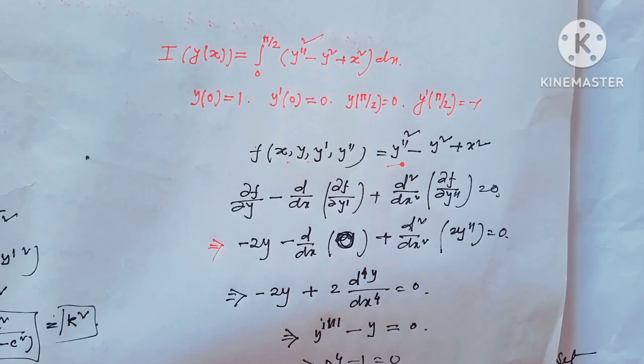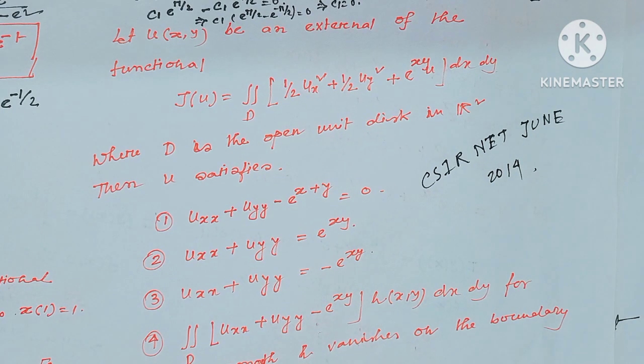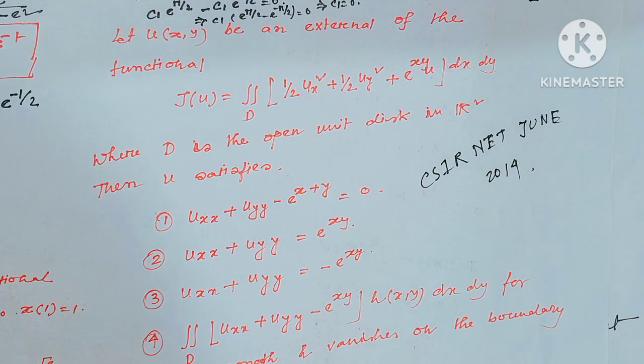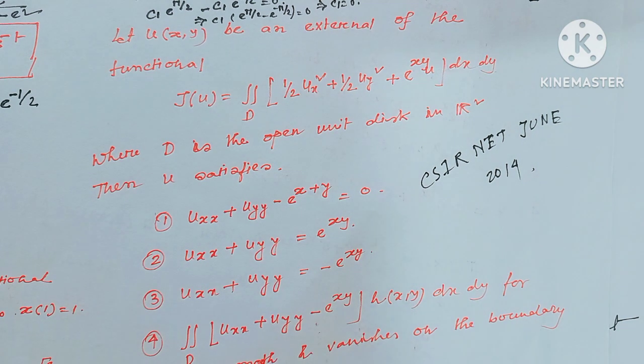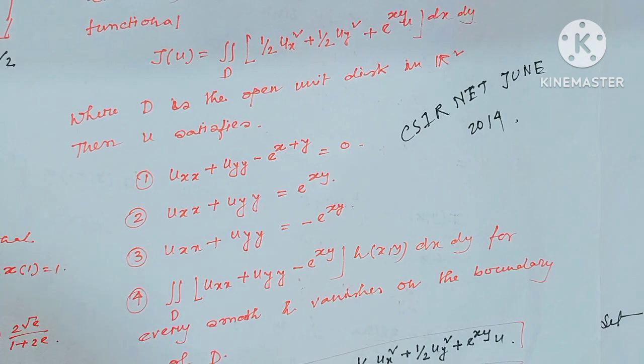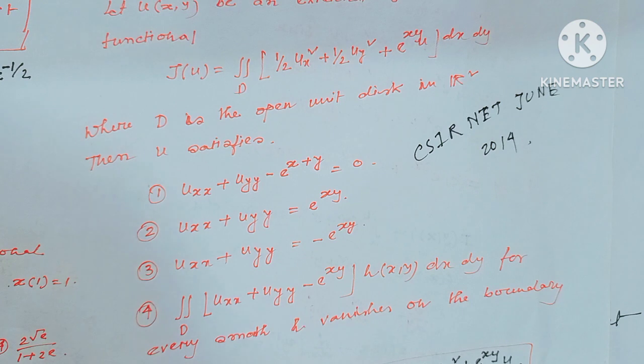I hope all my viewers have understood. Okay. Next example, which came in the CSIR NET June 2014 exam. The question is, let u(x,y) be an extremal of this functional. And here the functional is J(u) equal to the double integral of half u_x whole square plus half u_y whole square plus e^(xy) u dx dy, where D is the open disk in R2.